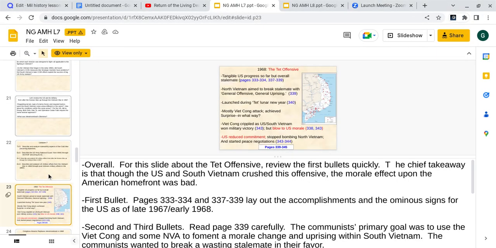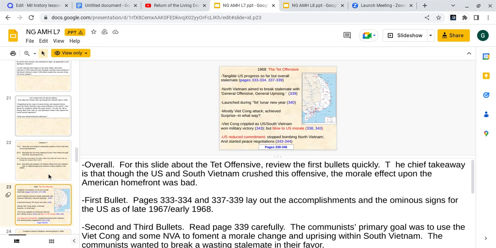Next, we have the Tet Offensive. It was successful, however, it was a huge blow to U.S. morale. So what that means is on the home front, whenever the public found out about what was happening in the Tet Offensive and how brutal it was, a lot of people, mostly everybody, was against the war in Vietnam, and people were calling for a quick withdrawal of U.S. out of Vietnam because of all the grisly, terrible things that were happening.